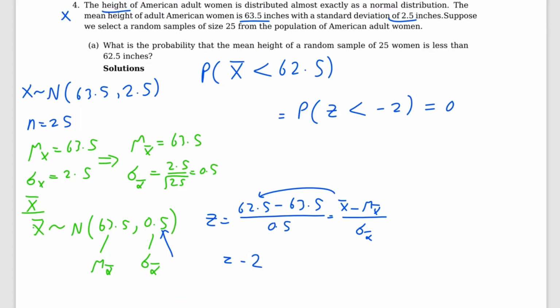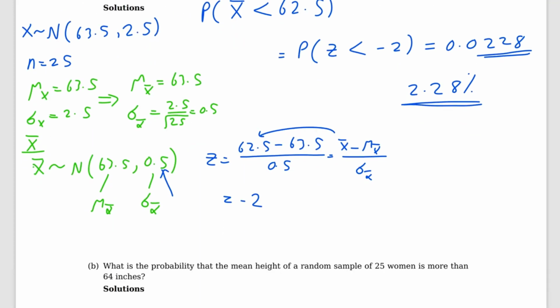Therefore probability 0.0228. So this is the probability less than 62.5, or you can say 2.28%. Because sometimes, you know, I ask what is the percentage, not probability. I don't use probability. Then I ask what is the percentage. Then actually it should go with the percentage. Okay, everybody? Any questions? No. Okay, good. Any question? No.